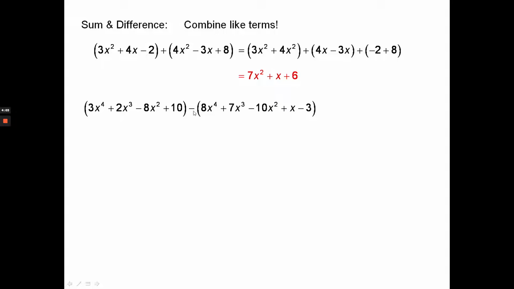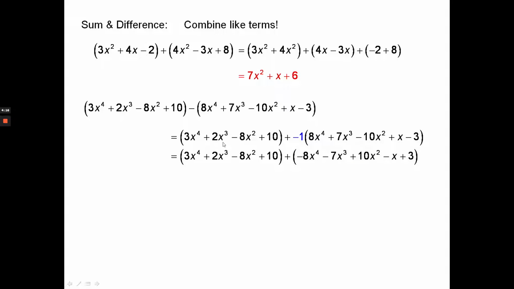Our next example is subtraction, so you have to be very, very careful. I always tell students to change this to a plus and change all the signs in the second parenthesis. It's really like distributing a negative 1 through. Again, you don't have to write this second step. You can write directly to the third step. Once you have it turned into addition, we do exactly what we did in the first example. So 3x to the fourth and negative 8x to the fourth are going to be combined together. 2x to the third and negative 7x to the third are going to be put together. Negative 8x squared and 10x squared are like terms. We have no power of x here, but we do here. And then our constants 10 and 3.